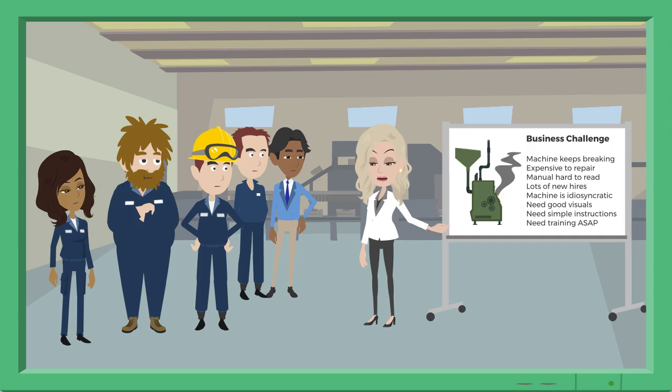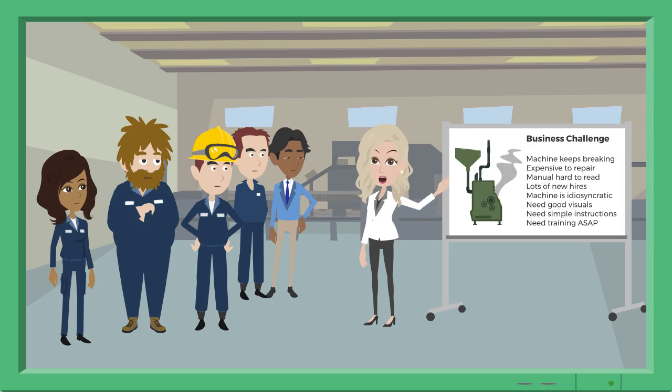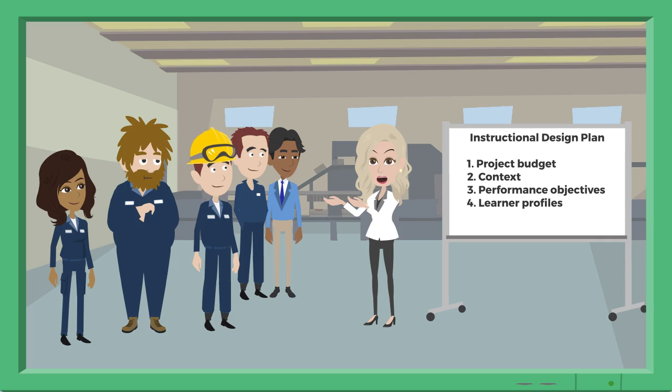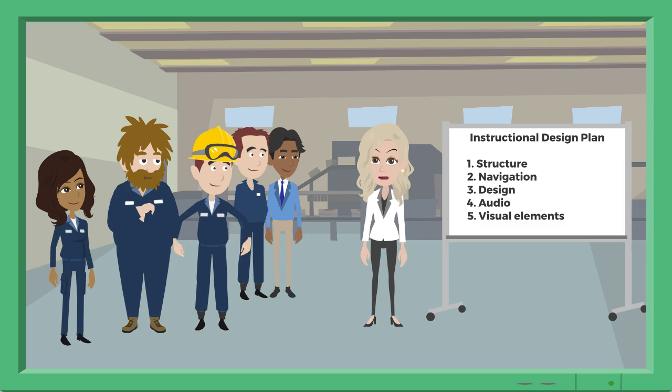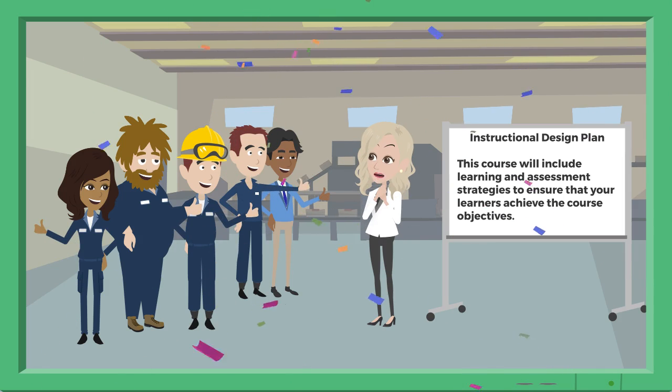The instructional design document allows you to illustrate for your stakeholders the solution you've developed for their business challenge. Stakeholders will need to sign off on your plan before you begin to fully develop your course. Your instructional design document identifies the project budget, context, performance objectives, and learner profiles for the course. This document provides the structure, navigation, audio, and visual design elements that you incorporate into your final training solution, as well as the learning and assessment strategies your course uses to ensure that learners achieve the course objectives.